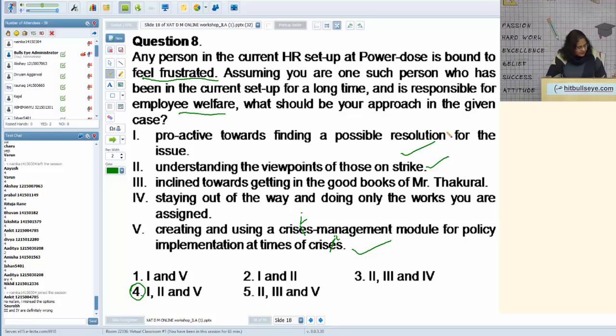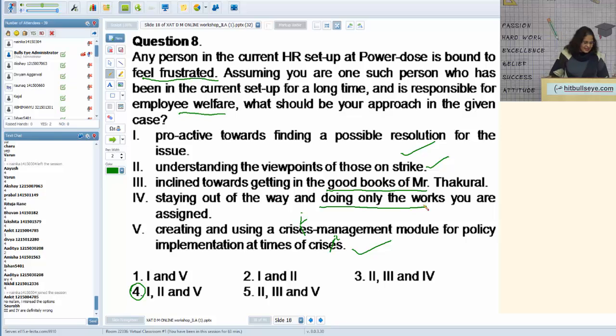And as I told you earlier, we have to rule out only the options which have a negative impact or which have no impact at all. As I look at the third and the fourth, they are inclined towards getting in the good books. So completely unethical. This is not the way we work. This is not the way we say that we work. In decision making, you have to choose what should be done rather than what is usually done. That is it. So staying out of the way and doing only the works, this is again what I call evading the issue, escaping the situation, which is not a good option.